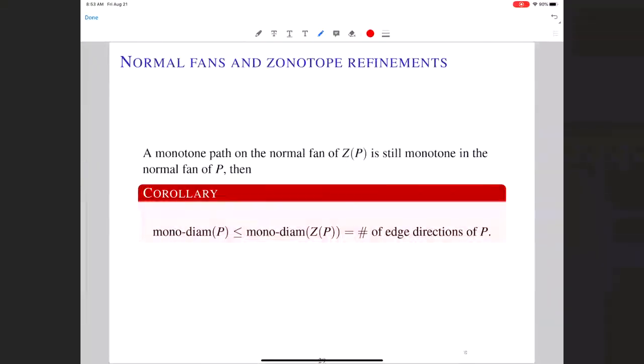Anyway, using this idea, we can nicely prove that if you have a polytope, the monotone diameter of that polytope is bounded above by the monotone diameter of the zonotope associated to that polytope. And as a corollary, you can prove that the monotone diameter is bounded above by the number of edge directions of the polytope. So you just count how many different edge directions there are on your polytope, and that's a bound on the monotone diameter. So that's kind of nice, right? Let me show you some applications.